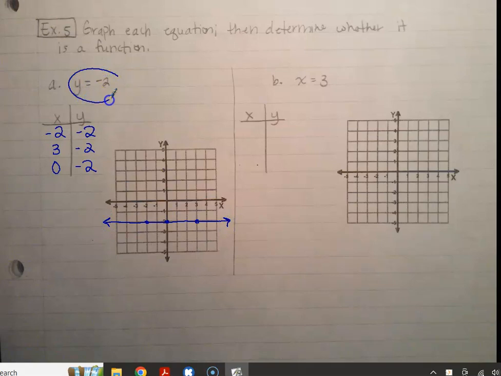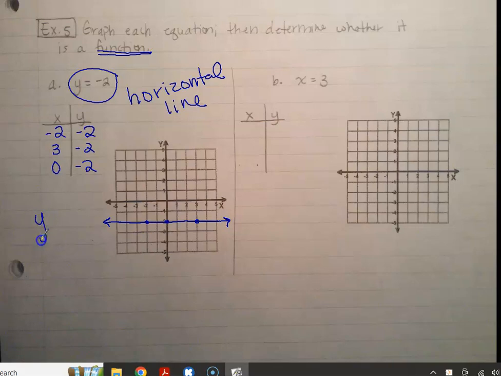Anytime you have y equals 2, y equals 7, y equals any number, you get a horizontal line. It's not impossible to have this equation, so don't get freaked out. Now, second question: determine whether this is a function. Is this a function? Yes, absolutely, because it passes the vertical line test. Woohoo! Yes, this is a function.